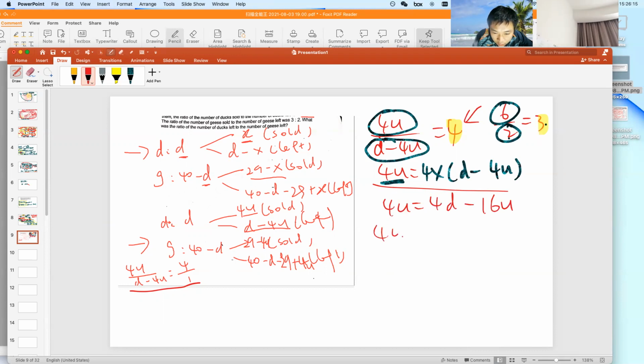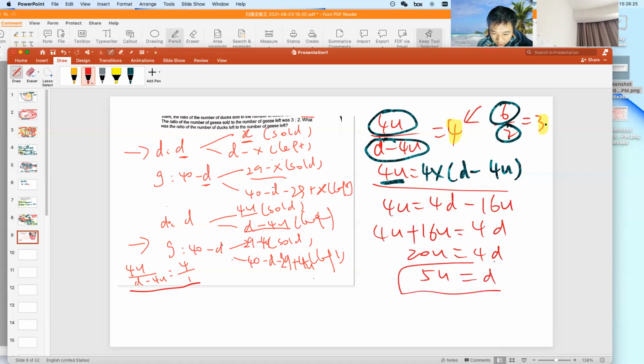4U is equal to 4D minus 16U. So 4U plus 16U is equal to 4D. So 20U is equal to 4D. Then with this divide by 4, you realize that 5U is equal to D. Okay, 5U is equal to D. Okay, so good. So you can quickly replace. This is 5U.